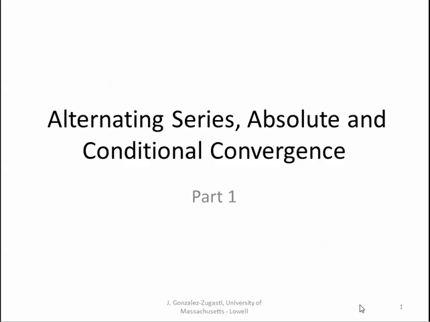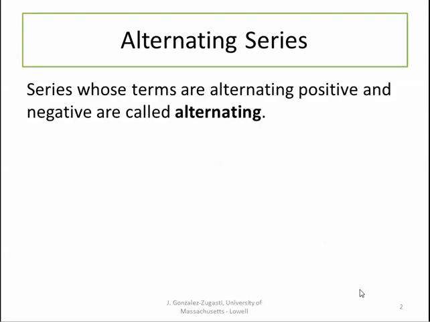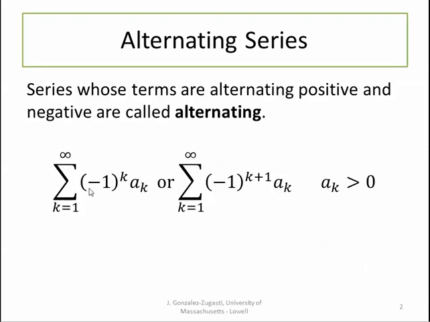Alternating series, and absolute and conditional convergence. An alternating series is a series whose terms are alternating positive and negative. So they're either going to be of the form minus 1 to the k times a sub k, or minus 1 to the k plus 1 times a sub k, where your a sub k's are positive.